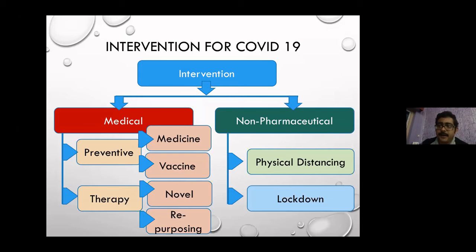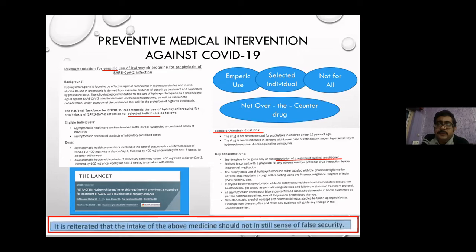In terms of medical intervention, the preventive intervention, we all know that there is presently no medicine available and vaccine is also not seen in the very near future. In terms of therapy, there is novel therapy also not much available, but whatever is being done in terms of medical intervention is drug repurposing. So I'll come to the first aspect, that is preventive medical intervention against COVID-19.